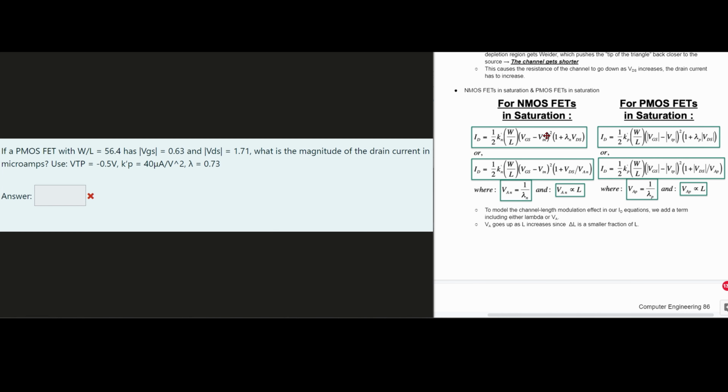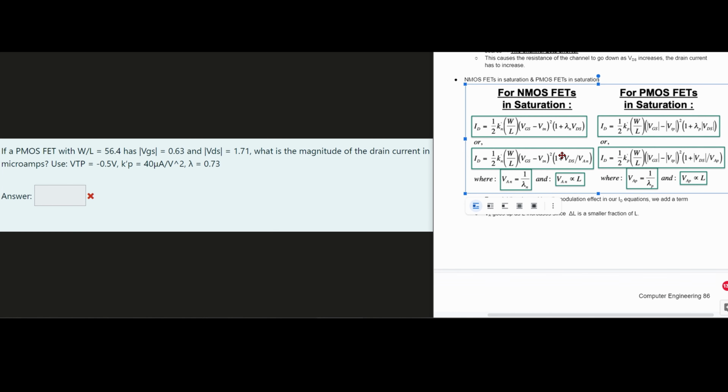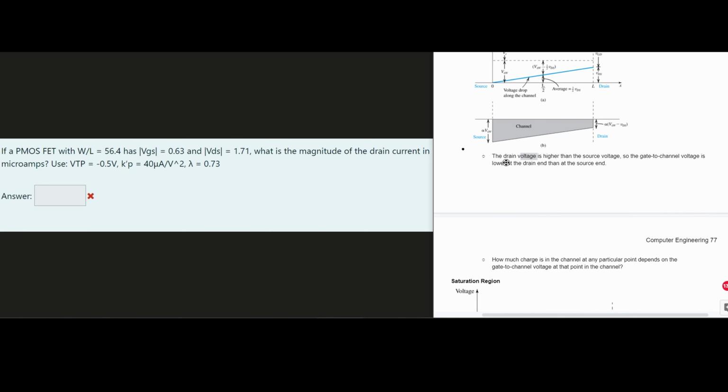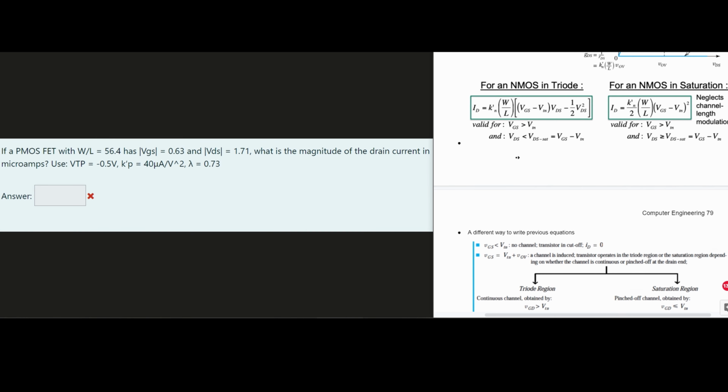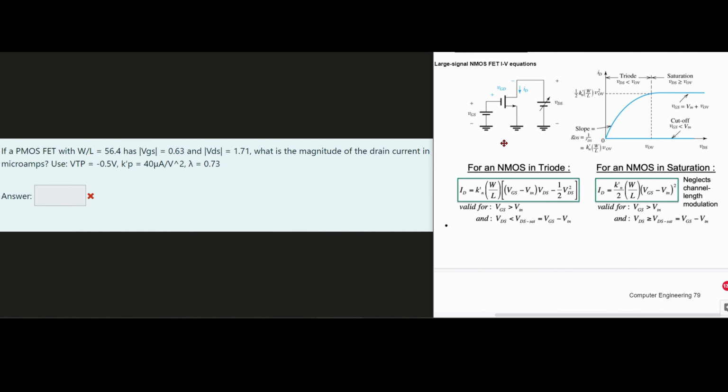For this, we are going to have to use one of these equations, and that's in the notes linked below the like button on page 85. With these, we can solve our problem. However, we do have one problem that we need to get to before we actually write for this. Notice it doesn't tell us if it's in saturation or if it's in triode, and that's important.